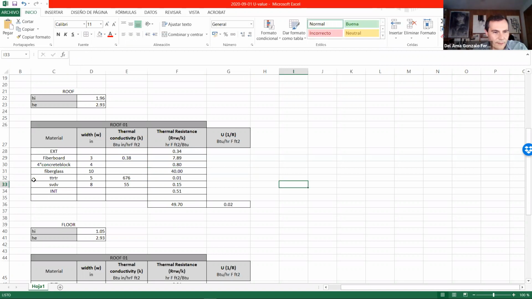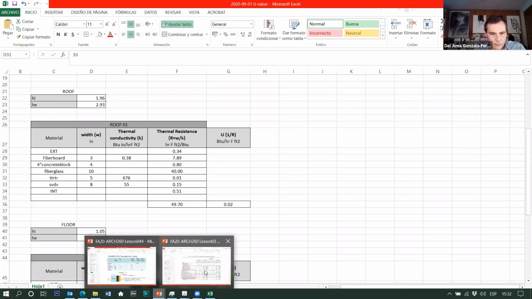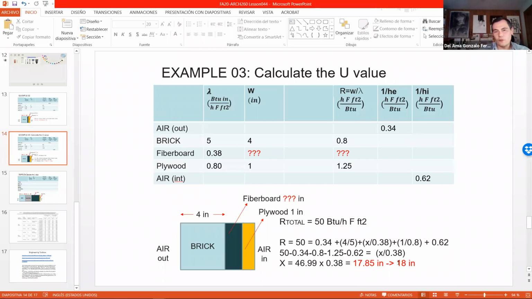So look at this. By using a 10-inch panel of fiberglass, the total thermal resistance is very close to 50. It's 49. And it's only 10 inches. We needed 18 inches of cellulose or fiberboard to have the same thermal resistance. So now we have to make decisions.